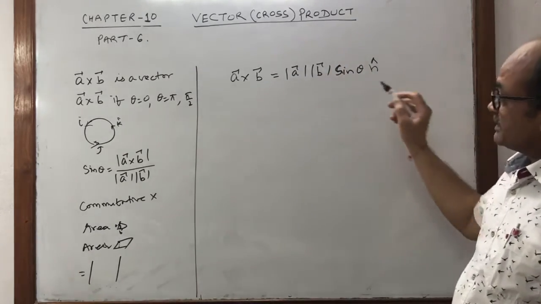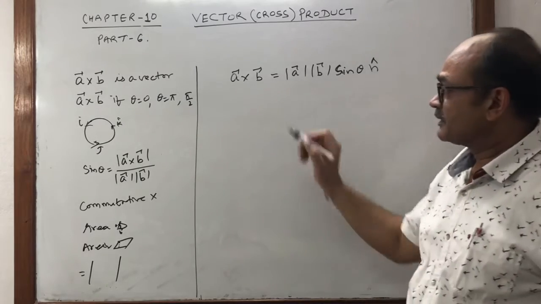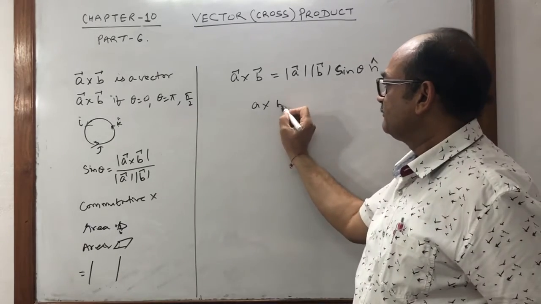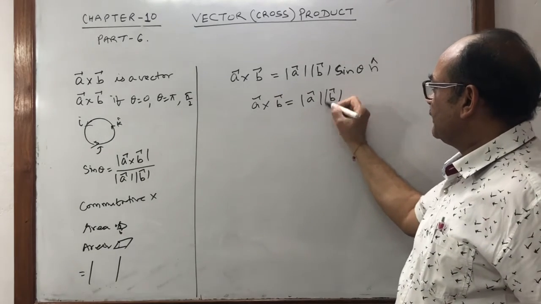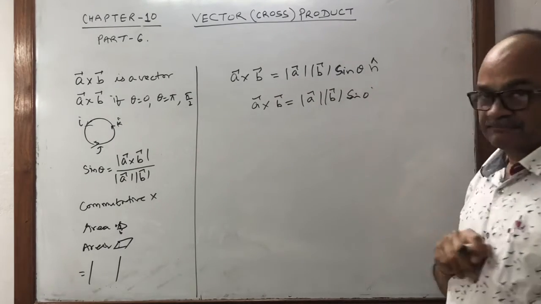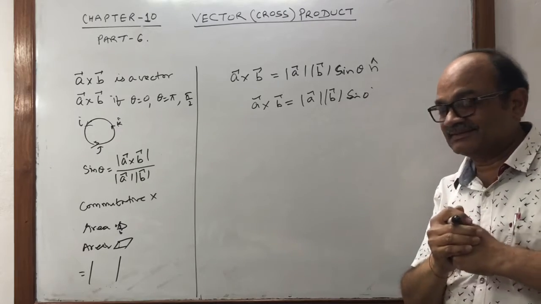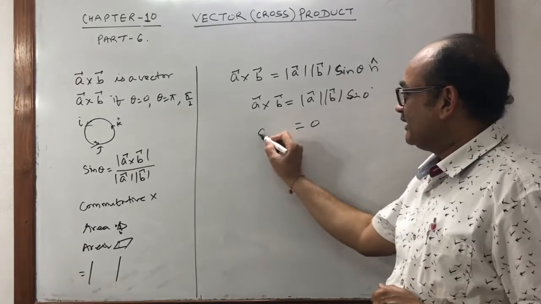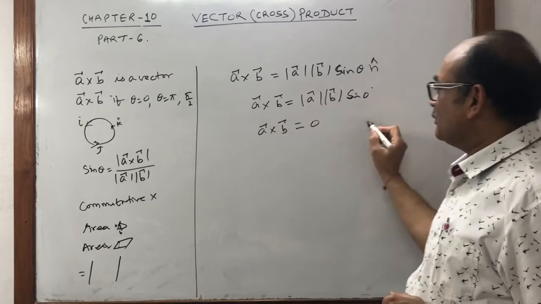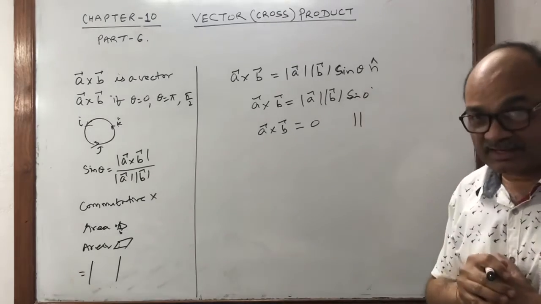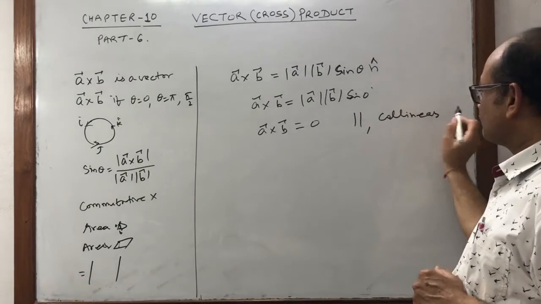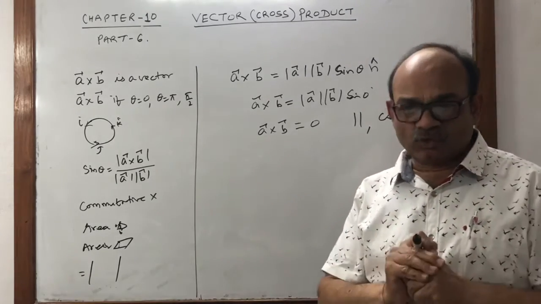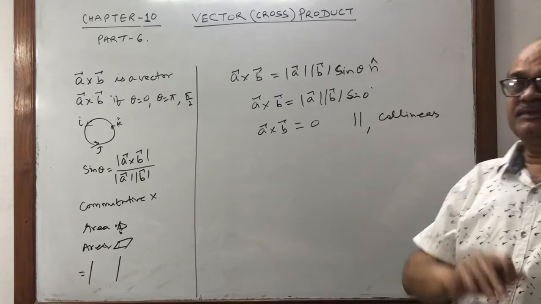Magnitude A and magnitude B. Suppose theta is 0 degree, then A cross B equals magnitude A, magnitude B, and sine 0 degree. And sine 0 degree is 0. It means A cross B equals 0 if vectors are parallel or collinear. वेक्टर अगर पैरेलल है या कोलिनियर है, इसका मतलब उनका A क्रॉस B क्या होगा? 0.